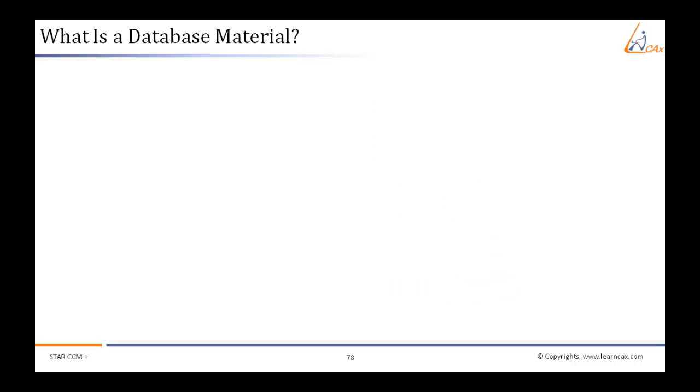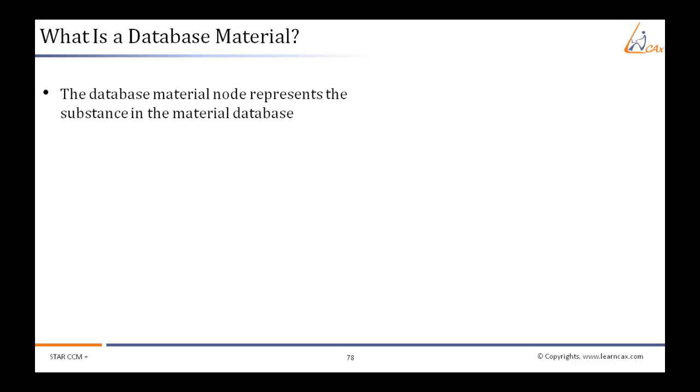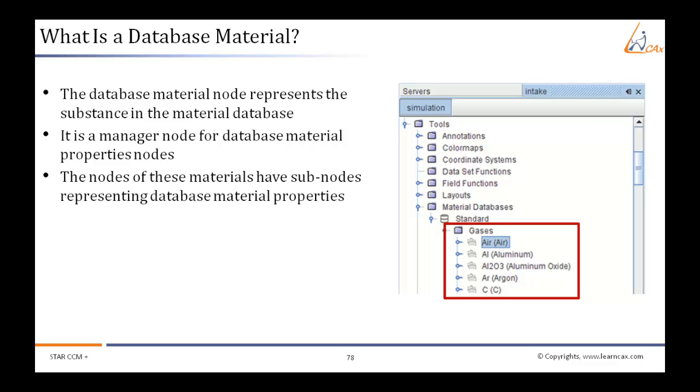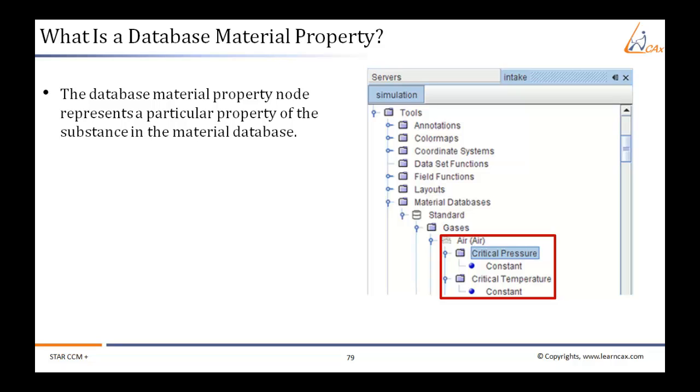Then we also have database material in *CCM Plus. The database material node represents the substance in the material database. Simply saying, this is material. It is a node for database material properties nodes. The nodes of these materials have subnodes representing database material properties such as dynamic viscosity and molecular weight. The database material property node represents a particular property of the substance in the material database.